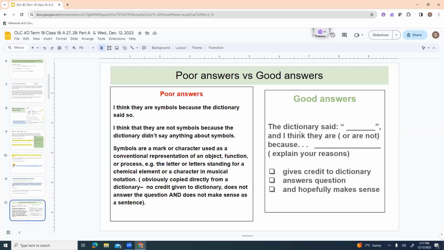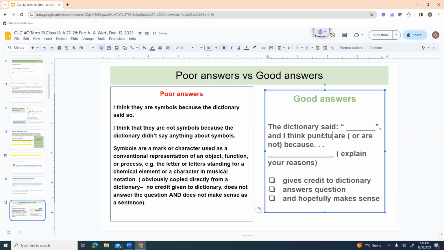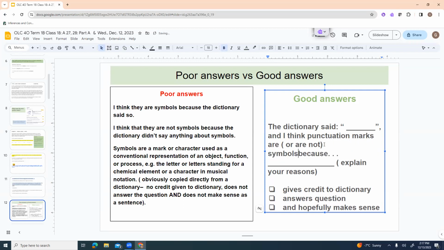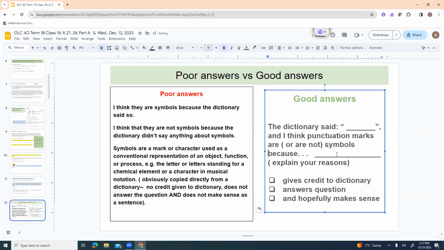You don't have to. And I think punctuation marks, I'm going to change that right now. I think punctuation marks are or are not symbols because, and then you have to tell me your reasons. And that spot here where you give me your reason, that's where all the marks are coming from.